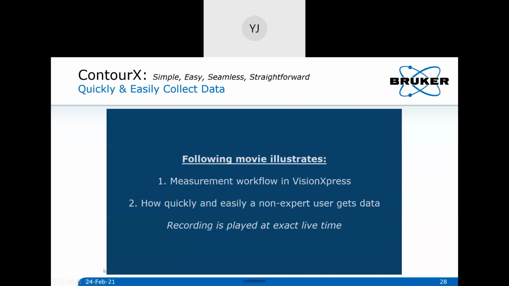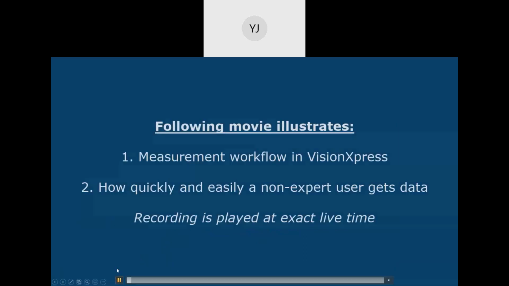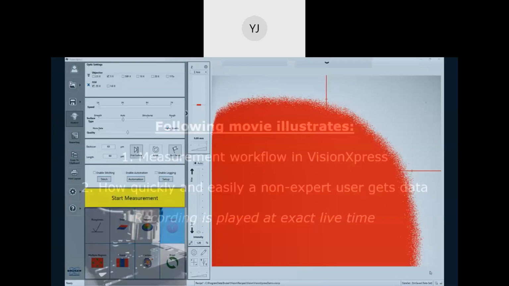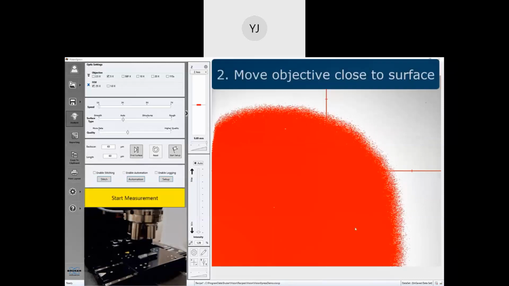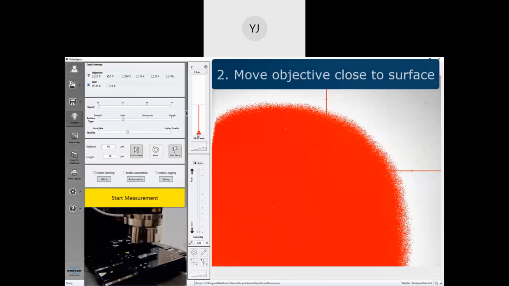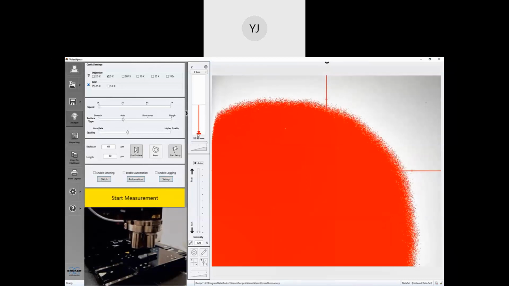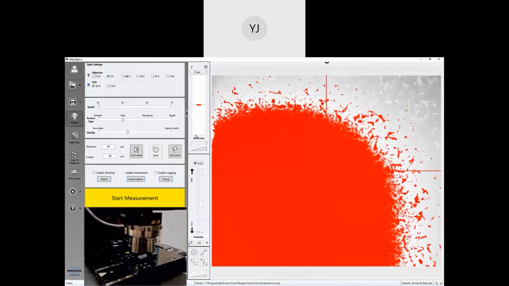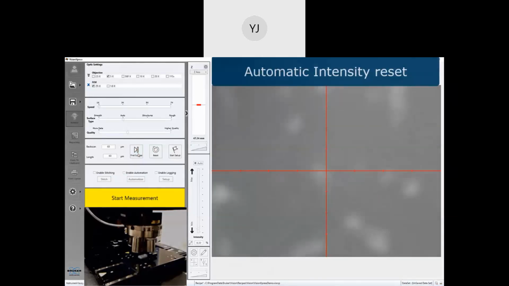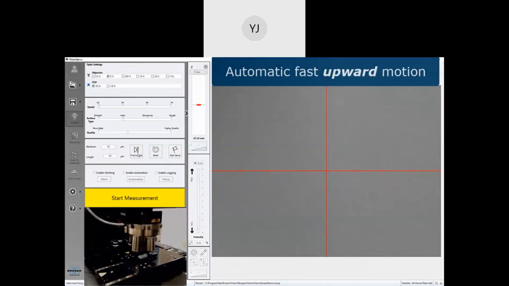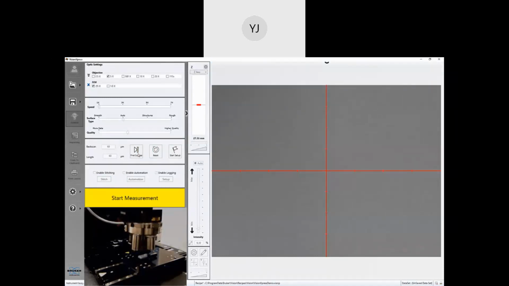This again is live time data, right? So there is no artificial forwarding or anything. So place the sample, this kind of USB stick kind of sample, you place it there. You bring the objective to some safe distance, right? You are not really looking for focus. You just make sure that it doesn't hit anything, and then find the surface, click that button, then the system is automatically adjusting the intensity and then is moving up the objective to find the focal point and then optimize it to get the nice fringes, right?